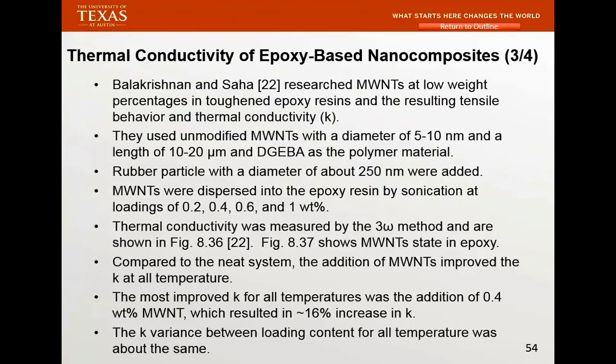So for this group of people, I'm not going to go through the results, but more how they're doing it, what kind of characterization technique they use. They basically use multi-wall carbon nanotube in bisphenol A, and they also use rubber particles. I'm going to ask a question. I'm going to pick on you. Why do you use rubber particles? No. How about you? Why do you use rubber particles? Huh? I don't know. Why?